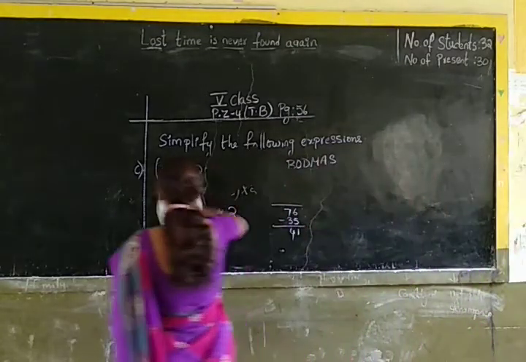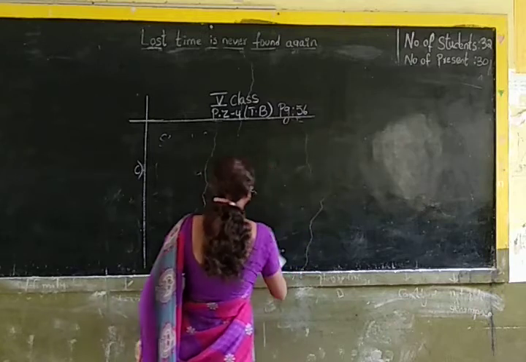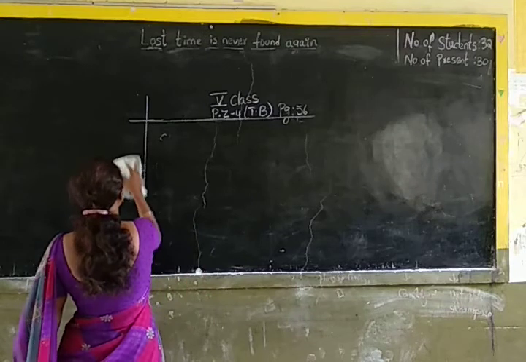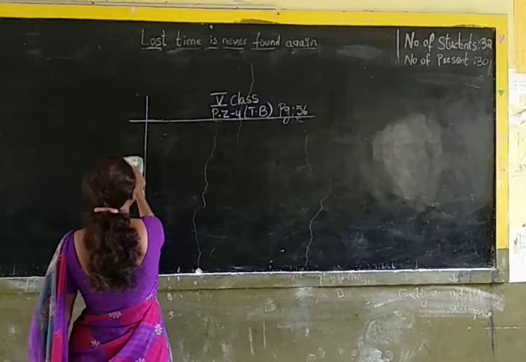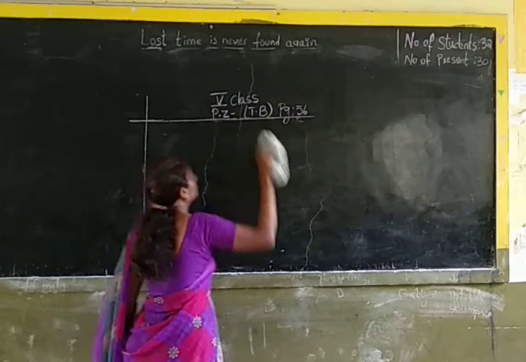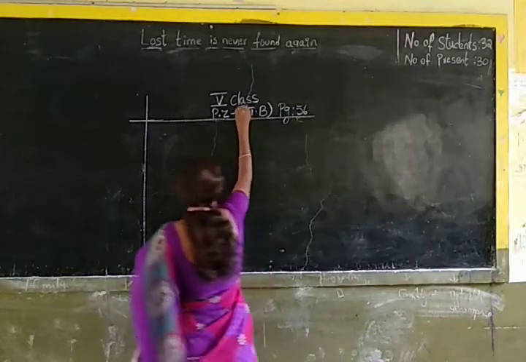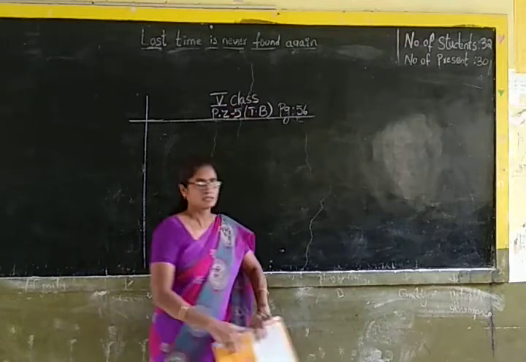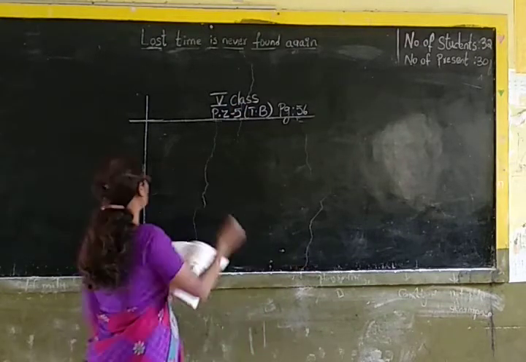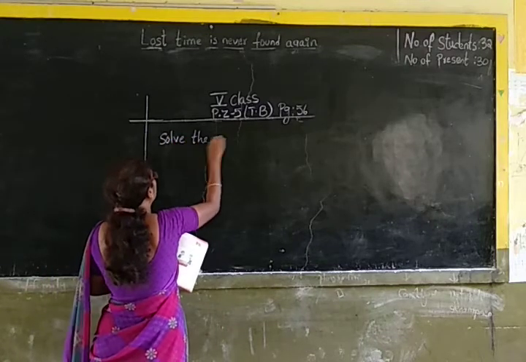So now let us do practice zone 5 in page number 56. Okay children? Solve the following.